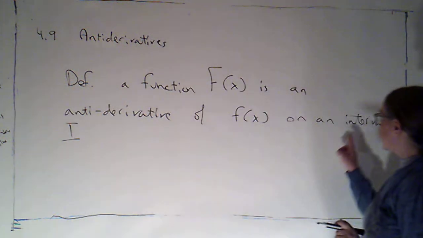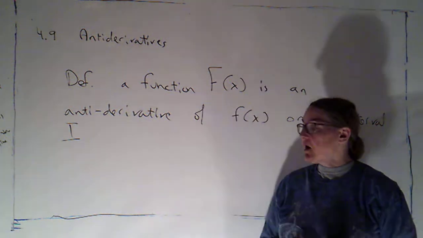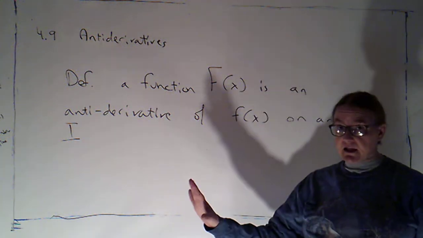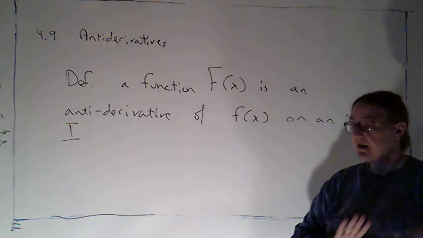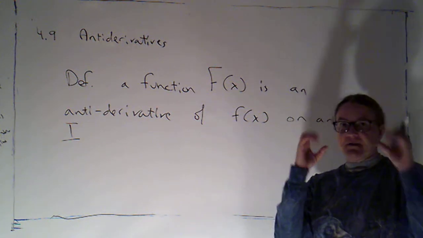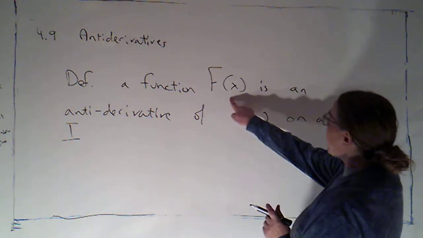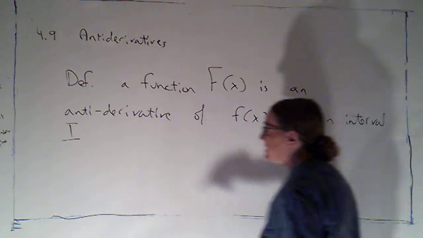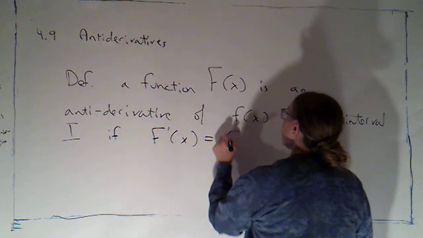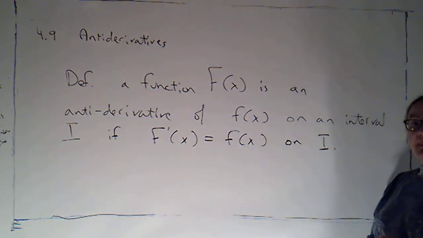I. Now notice I'm not specifying whether it's a closed interval, which would include the endpoints, or an open interval, which would not. And I'm not specifying whether the interval is finite or infinite. So it can be any interval. It could be negative infinity to infinity if both functions are defined there. It could be a very finite interval, like from 0 to 1, including or not including the endpoints. So big F is an antiderivative of little f on the interval I if f prime of x is equal to f of x on that interval.